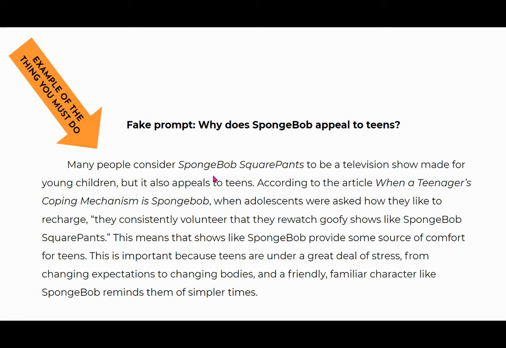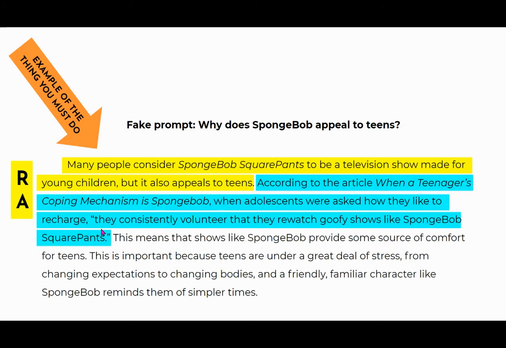The R in RACE is to restate the question or prompt. Many people consider SpongeBob SquarePants to be a television show made for young children, but it also appeals to teens. Look what I did. I restated the prompt and I answered the question. I said it appeals to teens. According to the article, when a teenager's coping mechanism is SpongeBob, when adolescents were asked how they like to recharge, they consistently volunteered that they rewatch goofy shows like SpongeBob SquarePants. What did I do right there? I cited evidence. That's the C in RACE.